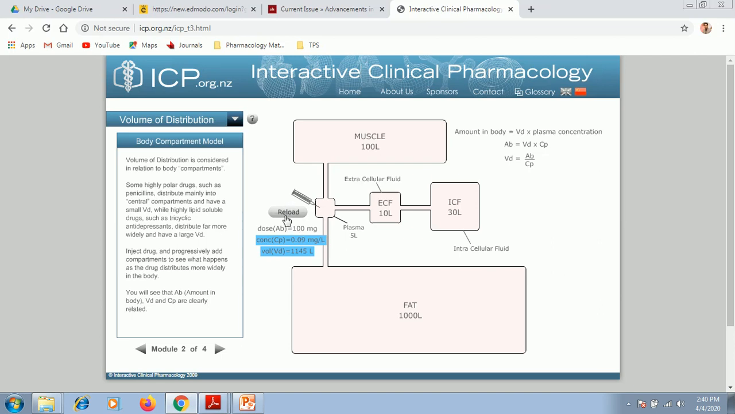Again, we can see what I just told you. If the value of the VD is greater, for example 1145 liters, remember, mark my words, it means the drug distributes itself into tissues. But if the value of the VD is lower, it means it has involved only one organ or one compartment, for example plasma or ECF.